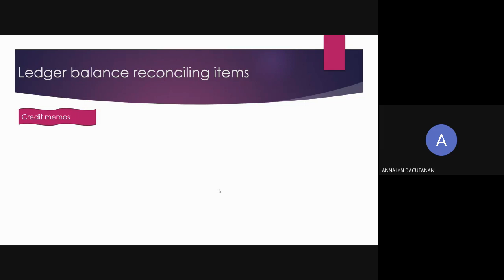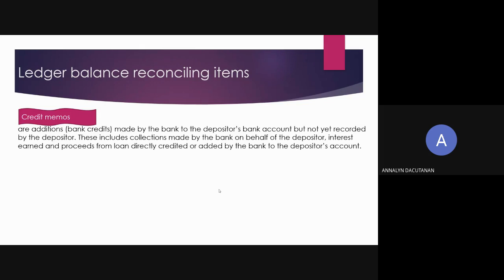First one is a credit memo. Ano ang credit memo? These are additions or bank credits made by the banks to the depositor's bank account but not yet recorded by the depositor. This includes collections made by the bank on behalf of the depositor, interest earned, and proceeds from loan directly credited or added by the bank to the depositor's account. So first one, guys, we have credit memo.